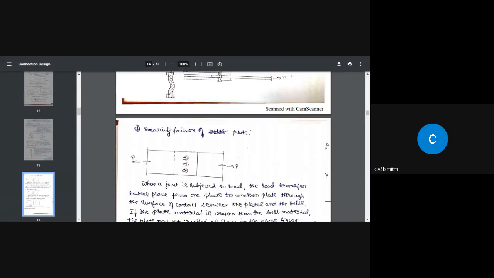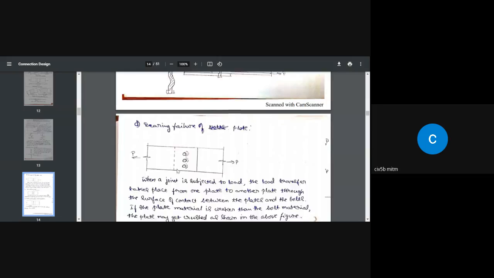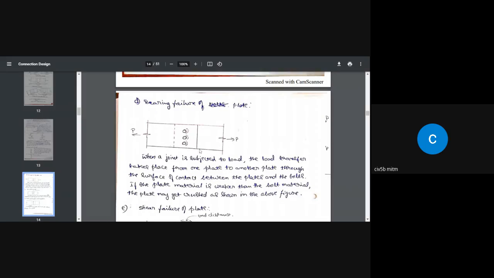Next, this is also important, that is bearing failure of plate. When you connect those two plates and pull them apart, the bolt, that is half the circumference of the bolt, presses against this plate. If this plate is weaker than the bolt, then the plate yields first. That is bearing failure of the plate. Again, in design, as I said, we are going to deal with this.